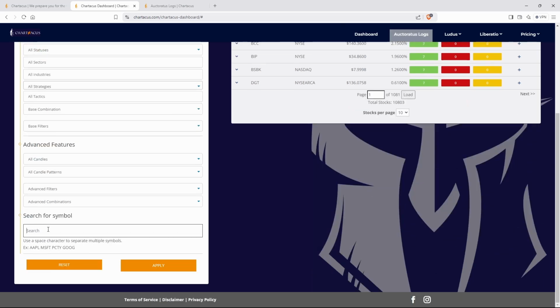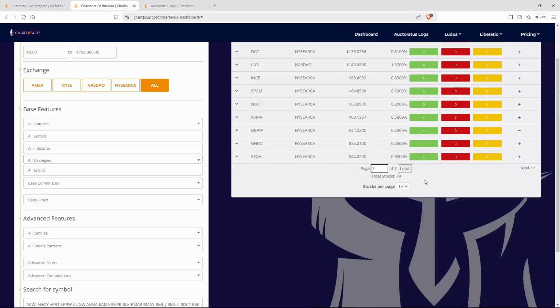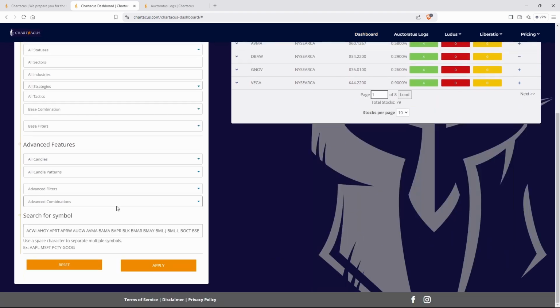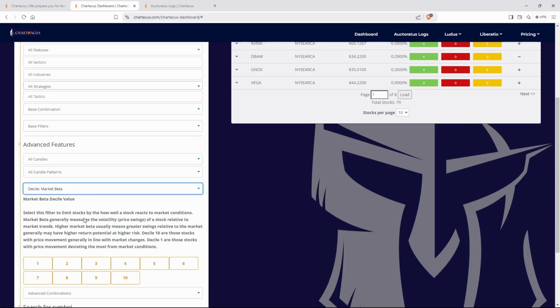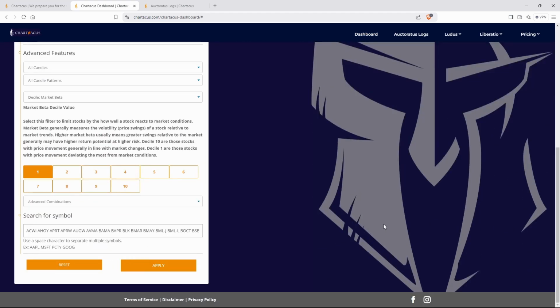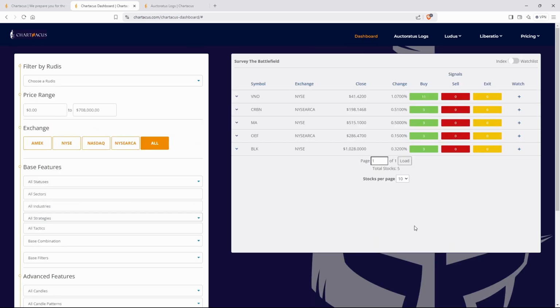Let's go to the stock symbols. Let's paste it. Let's apply. Look at that. You got 79 right there as we intended. Now let's apply the advanced filter, market beta. Let's get top market beta. And here we go. Now here's a real easy way.